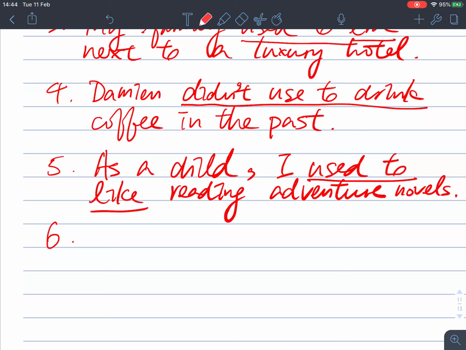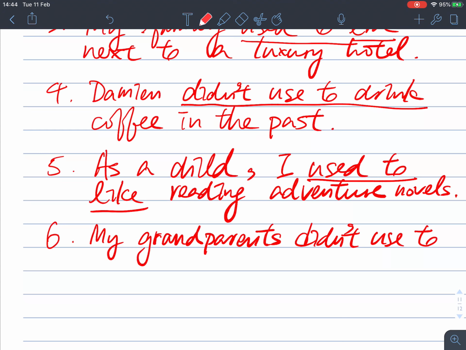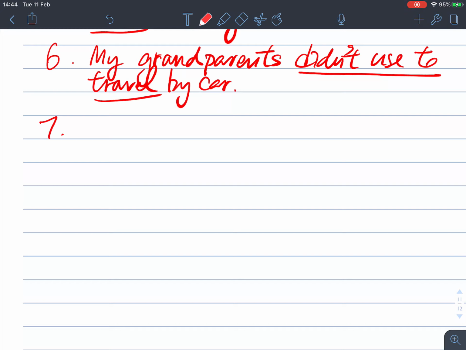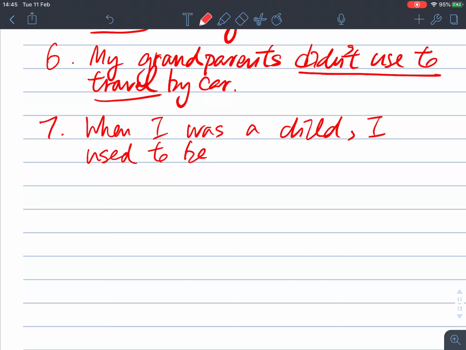All right, and then 6, my grandparents not travel by car. So travel is an action again, and then negative. So my grandparents didn't used to travel by car. Right, didn't used to do something. And then 7, okay, and then when I was a child, I'd be very shy. So states again. So when I was a child, I used to be very shy. Okay, a state again, used to be.